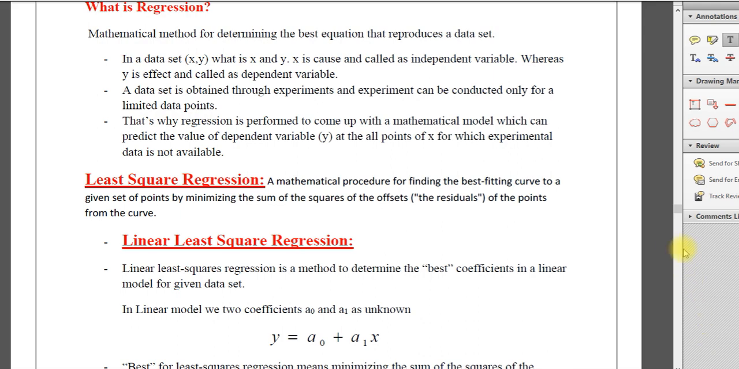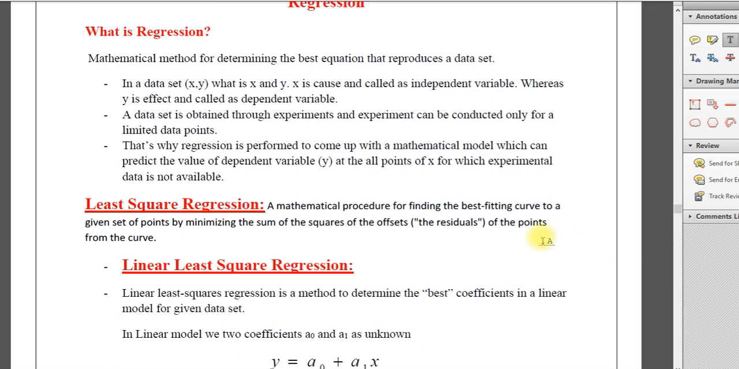So that's why I'm making this one. Regression, or especially linear regression, I'm going to talk about. We'll do a live example, so it will be more clear to you.